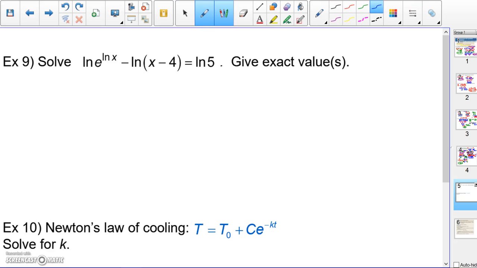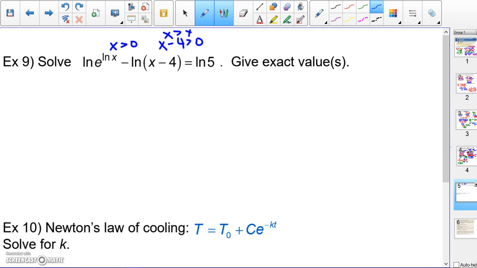All right, so example 9, we're going to solve, and I see a natural log of x, so I know that x has to be greater than 0. And I see a natural log of x minus 4, so I know x minus 4 has to be greater than 0. So we have to pay attention to that. That's going to mess with my domain. On the second one, if I add the 4 over, x is going to be greater than 4. So you should be able to put those two together.